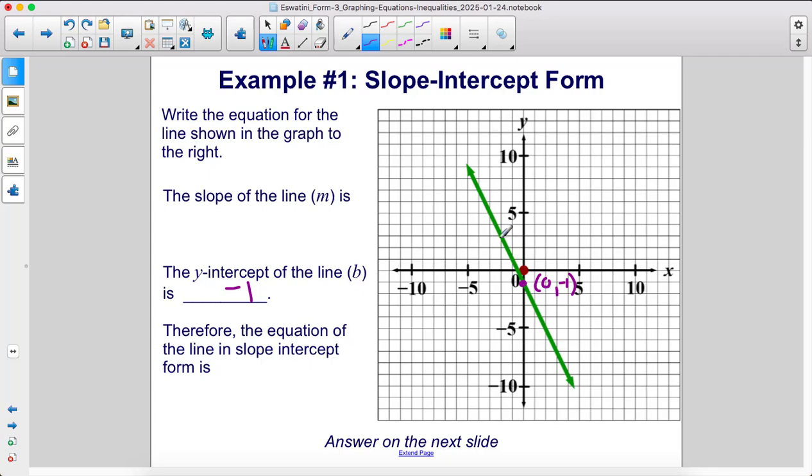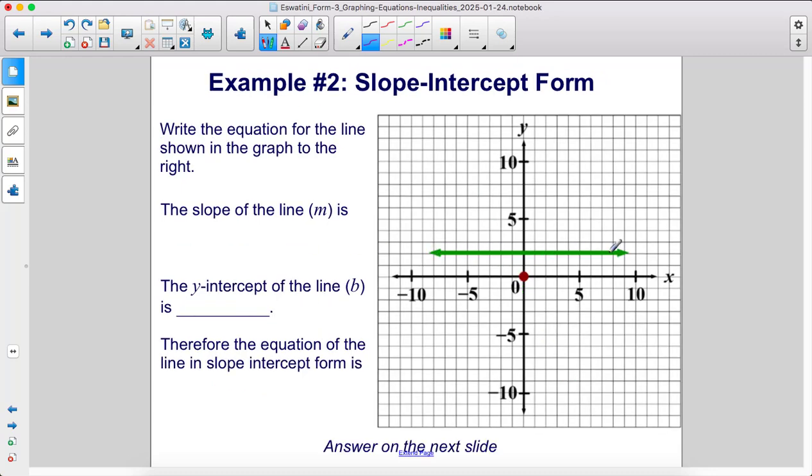And here's another point on the line. Let's calculate the slope, the rise over run. So we go 1, 2, 3, 4 up, and then 2 to the left, which is negative. So the slope of the line is negative 2. Therefore, the equation of the line is y equals negative 2x minus 1. All right, here's the solution.